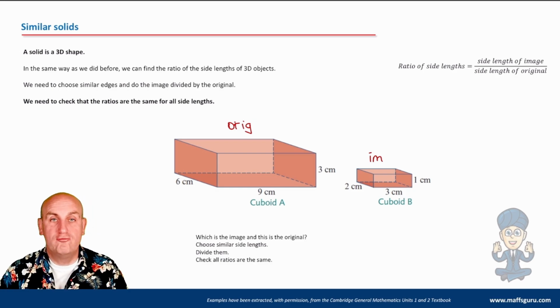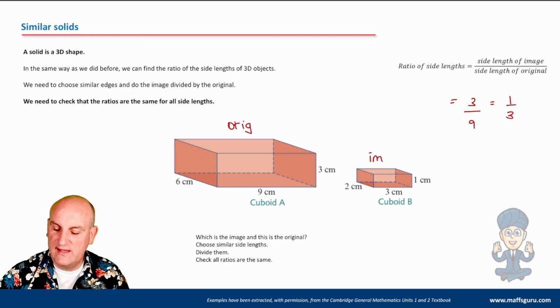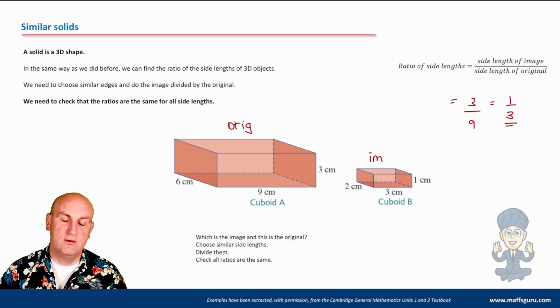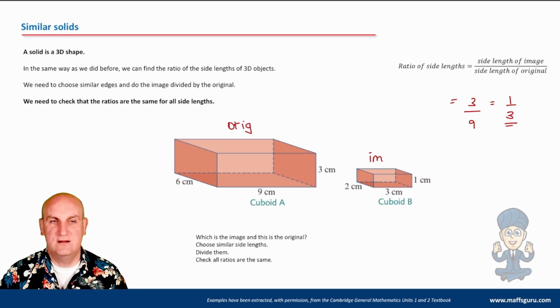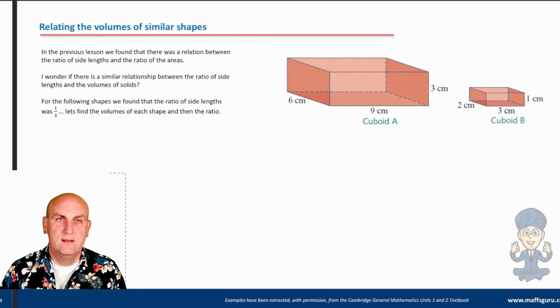So if I wanted to find the ratio of those side lengths, I would choose a side length on my image. Let's choose that one there as 3 and divide it by the same side on the bigger one. So image would be 3 divided by 9. And again, I would probably leave that as a fraction. I wouldn't put that into my calculator because it would come out as 0.333333333, and that's not necessarily helpful, right? But it's building on that knowledge before.